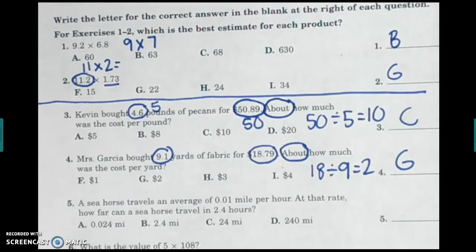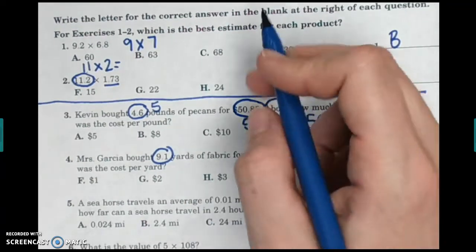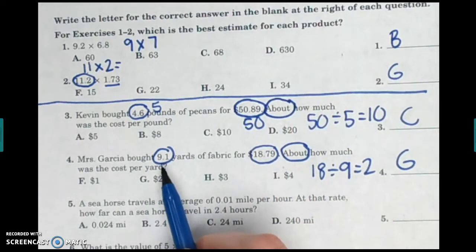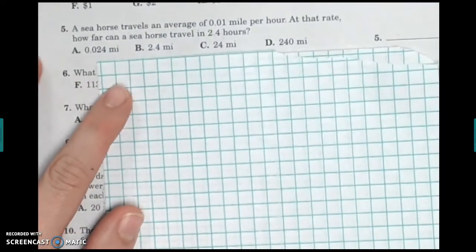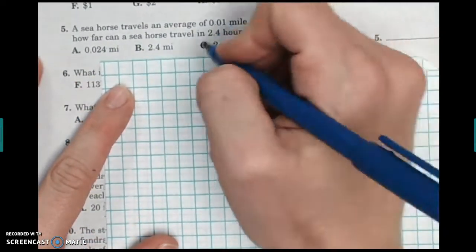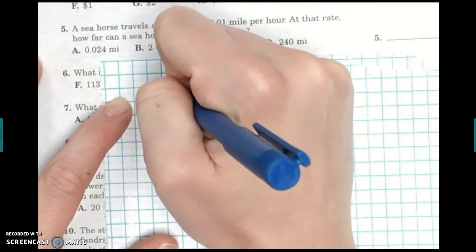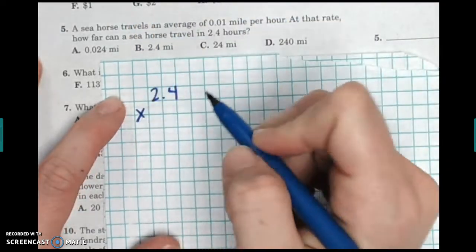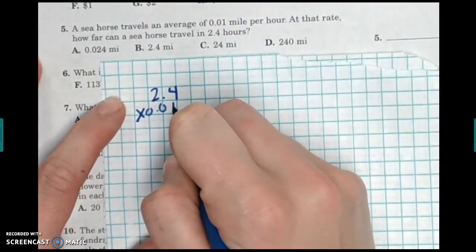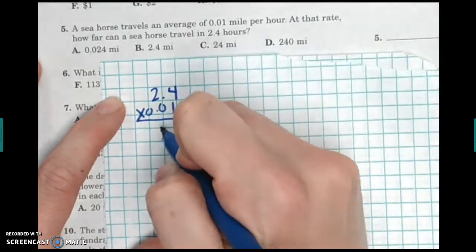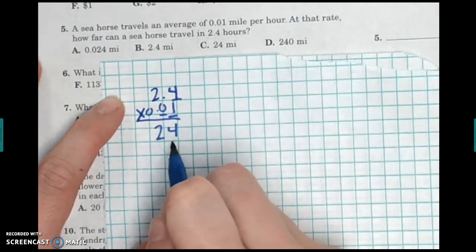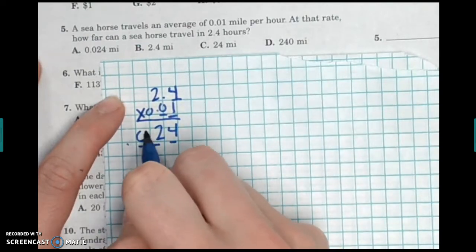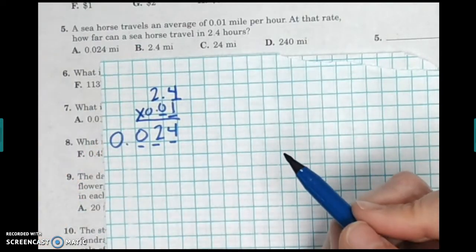Okay. Be quiet. How many of you changed this into 20 and this one into 10? Do you still get the same thing? Yes. Okay, so we want to see how far he traveled in an hour. To do that, we're going to multiply. 2.4 hours. So we have 2.4 times 0.01, which we get 24, right? But there's 1, 2, 3. 1, 2, 3. So our answer is A.